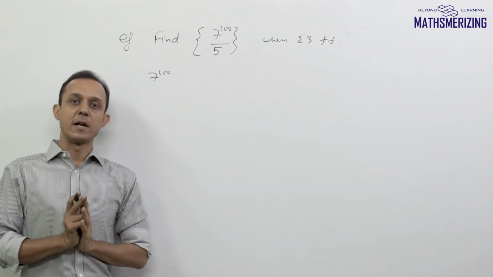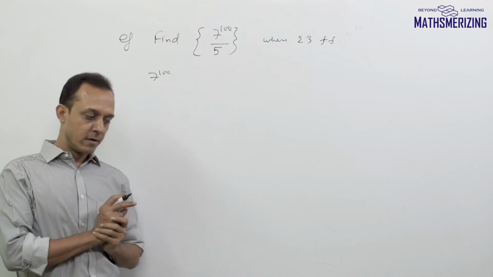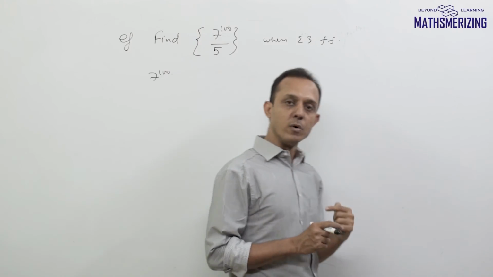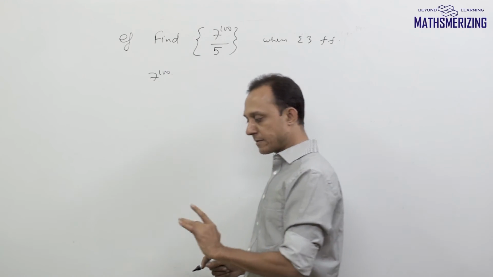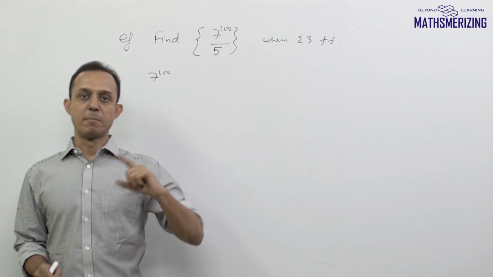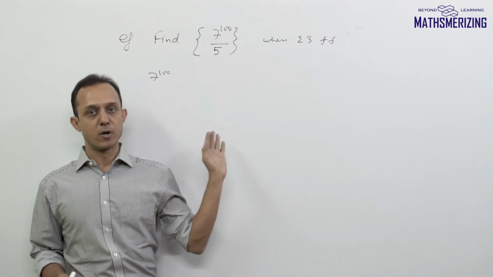Now dealing with 2 to the power 100 is a little more complicated. So I look for something else. Now what I know is 7 square. Now 7 square is 49. 49 is 50 minus 1, and 50 is a multiple of 5, and I can deal with 1 or minus 1.